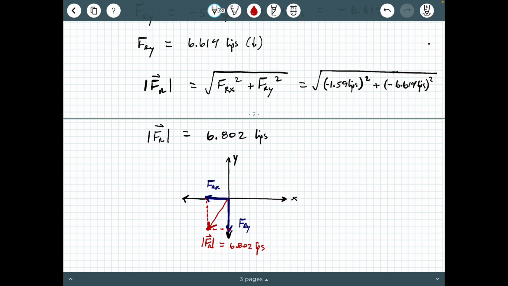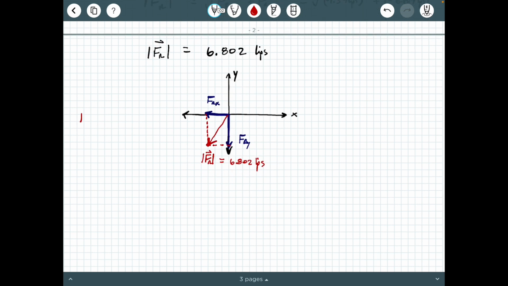We also need the direction of this. Now, if you look back at the original problem statement, it says, what is the direction measured clockwise from the positive x-axis? So what we're really looking for is this angle right here, theta sub r. Now here's where you have to be very, very careful. If you are going to perform that arctan operation, that is based on right triangle trigonometry. So let's be very careful and deliberate.